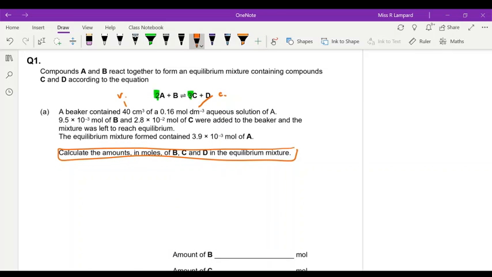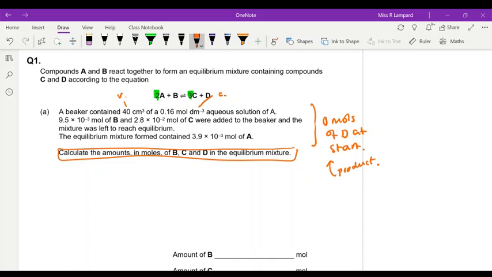So here I've got a volume and I've got a concentration. I've got 9.5 times 10 to the minus 3 moles of B and 2.8 times 10 to the minus 2 moles of C. And we don't know what the number of moles of D are, but if we put some A and some of B and some of C in, and we've put nothing of D in, then we can assume that we have 0 moles of D at the start. D is a product and it has yet to be produced.